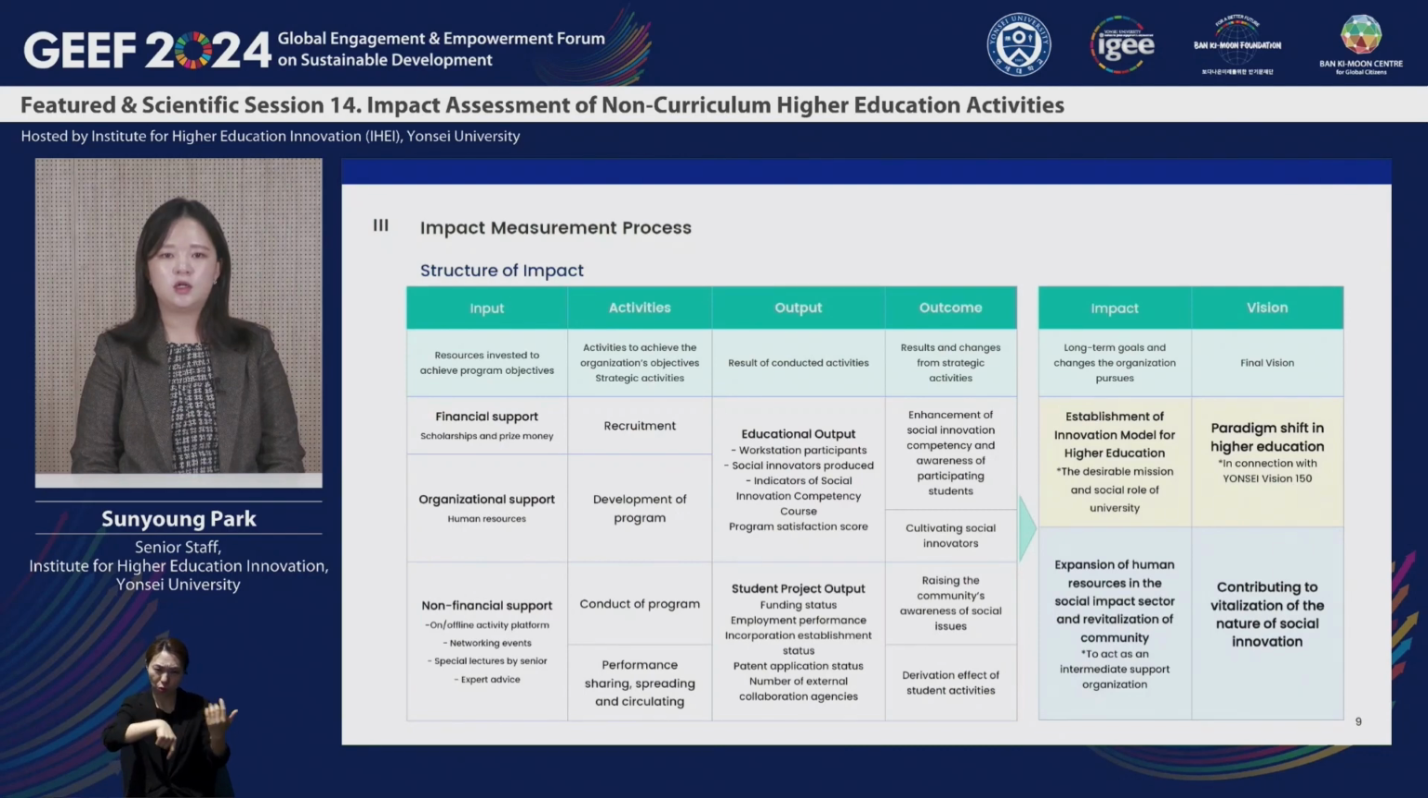Outputs from educational program operations were categorized as educational outputs, while various additional outputs resulting from student projects were organized as student project outputs. Accordingly, outcomes were divided into institutional platform performance and project performance generated by students utilizing this platform. It was evident that these outcomes converged into the impact and vision of the two dimensions of the IHEI.